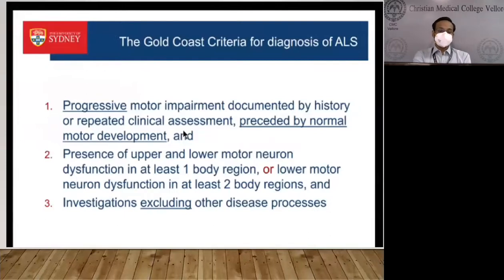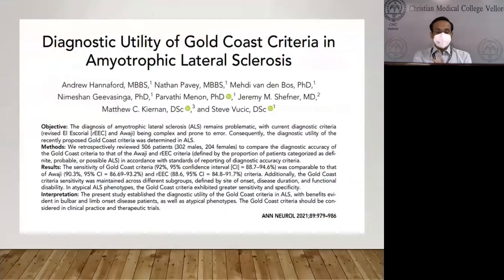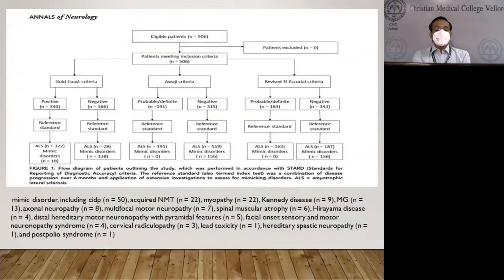So this was what was proposed in 2020, and subsequently validation of these criteria was done, where they prospectively looked at 506 patients from two large ALS clinics in Australia, and at the sensitivity and specificity of the different criteria: the revised El Escorial, Awaji, and the Gold Coast criteria. For me, the most interesting thing was that though more motor neuron disease was picked up earlier, there were equally large numbers of mimics which were also initially called ALS.